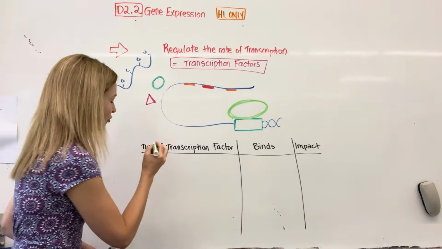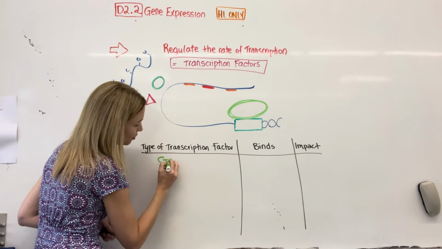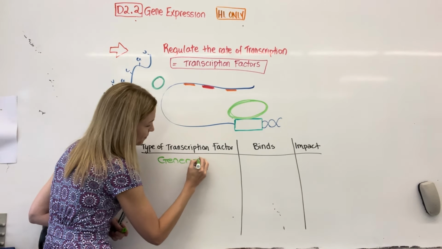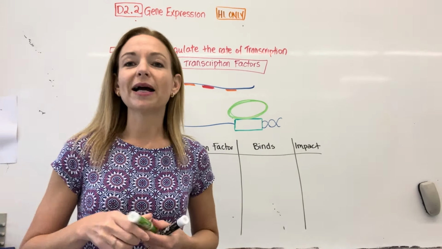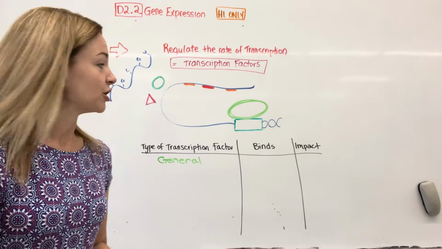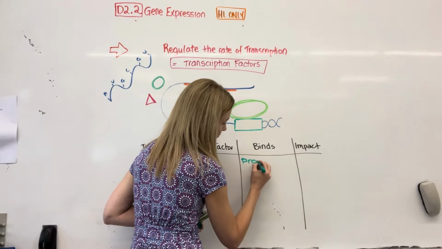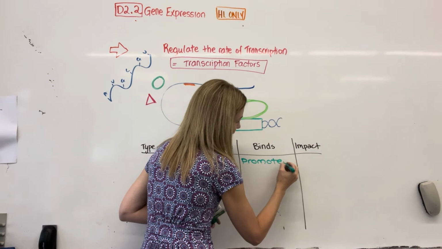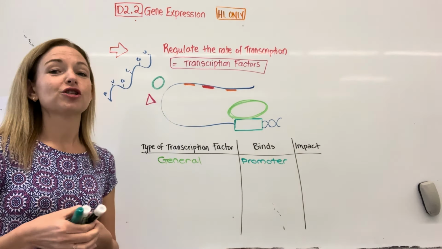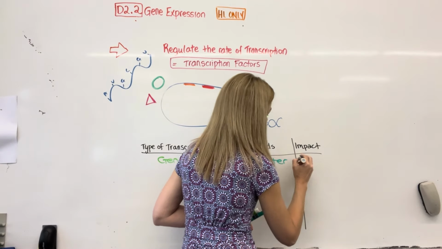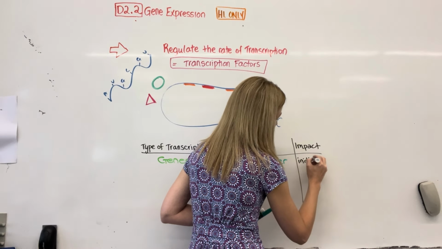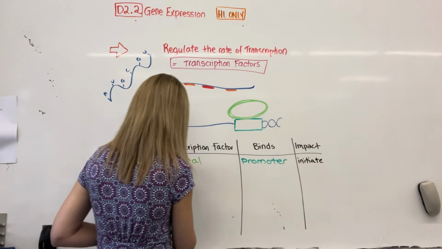So this green one here represents a general transcription factor. These are ones that just bind to the promoter. A general transcription factor is anyone that binds to the promoter, and they are going to be necessary to start or initiate transcription. They bind, and that allows transcription to begin.